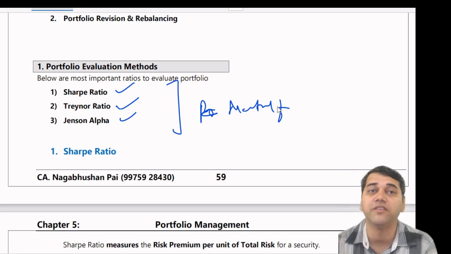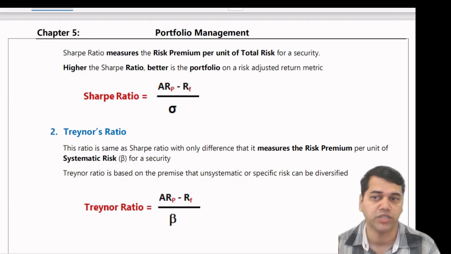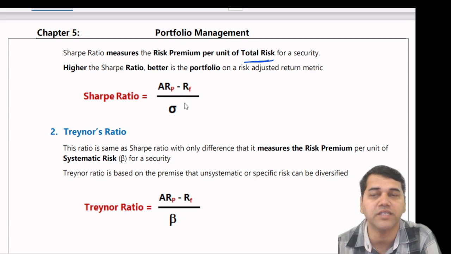Now, what is the Sharpe ratio? The Sharpe ratio is the risk premium per unit of total risk. So Sharpe considered the actual return of the portfolio minus the risk-free return, divided by the standard deviation.